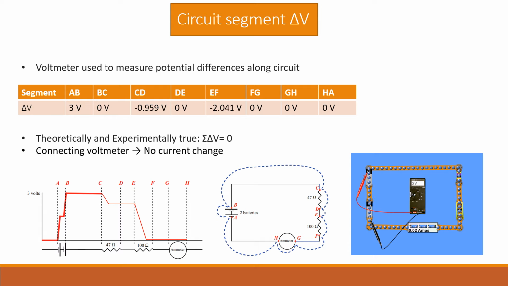The voltmeter's measurements can be seen in the chart. A graph of potential versus position around the circuit was made, and by summing all the potential differences it showed that our model matched the theoretical prediction that the sum of the differences for a round trip of the circuit should be 0. In this section, it was important to note that when attaching the voltmeter to the circuit, the ammeter reading does not change as current does not flow through the voltmeter.